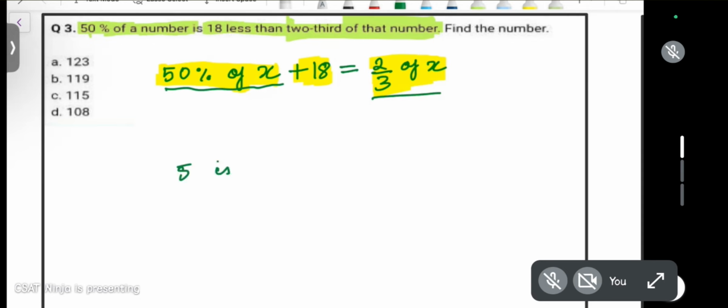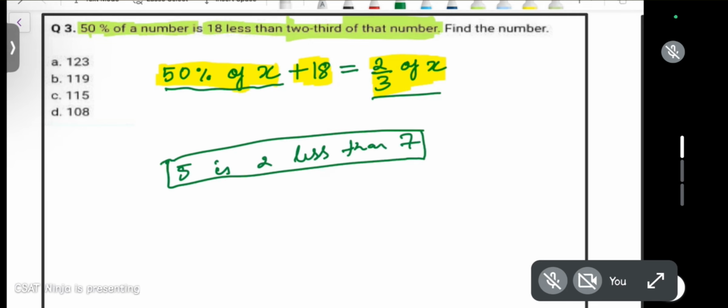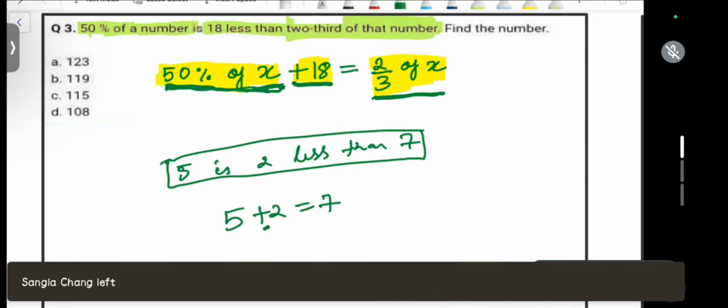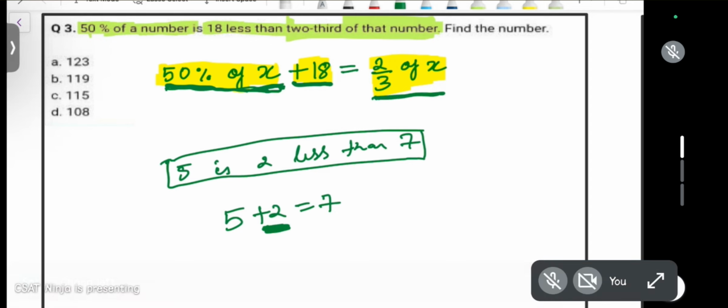5 is 2 less than 7. If the question is like this, 5 is 2 less than 7, which means if in 5 I add 2, then I'll get 7. That's what I'm forming as the equation here. So 50% of x is 18 less than this one. That's the reason why I'm adding the term here. So try to understand that. Now, I formed an equation. So what I'll do is try to solve this one.